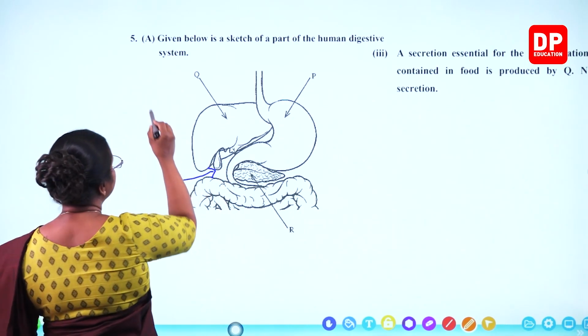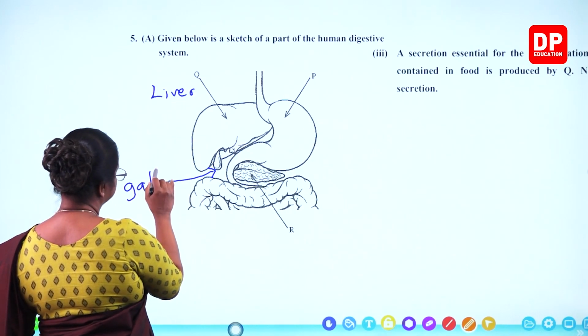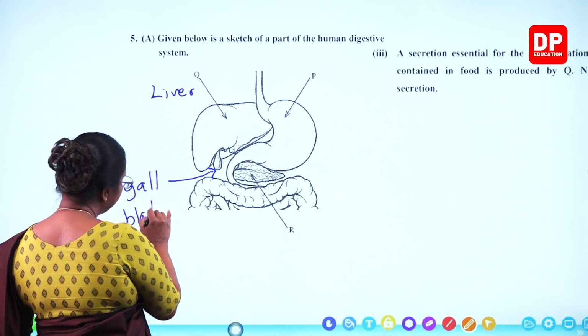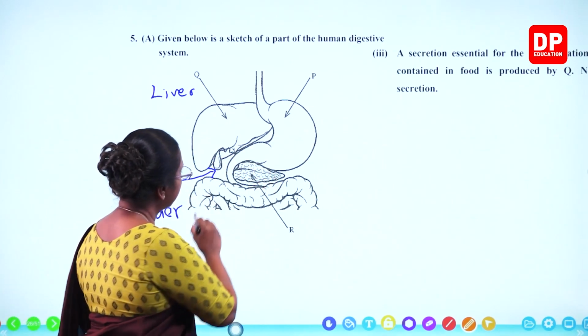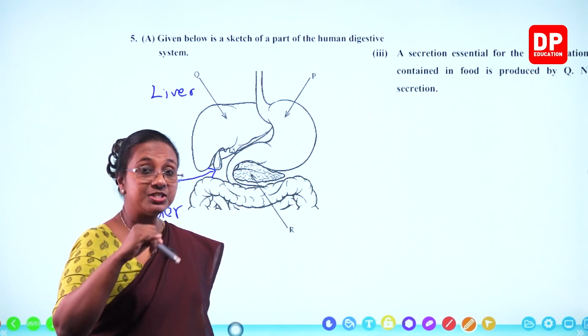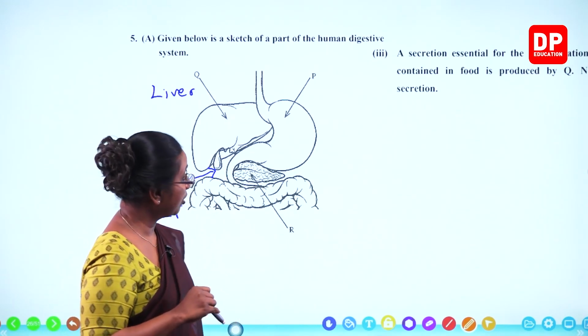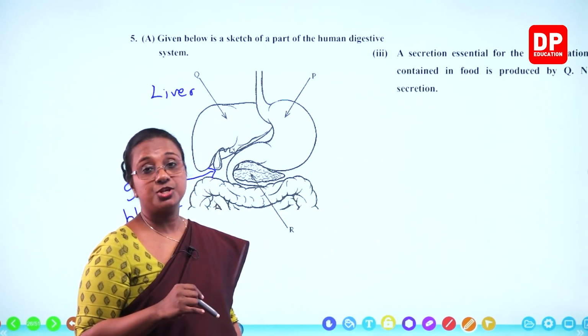So this is the liver, and this is the gallbladder. And when there is digestion, from the gallbladder, bile is given out and it opens into this duodenum. That is the C-shaped beginning part of the small intestine. And this bile is needed for emulsification of fat.